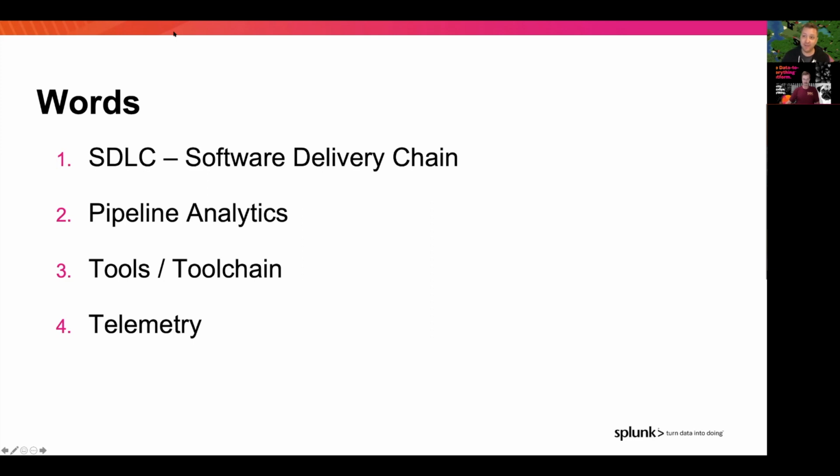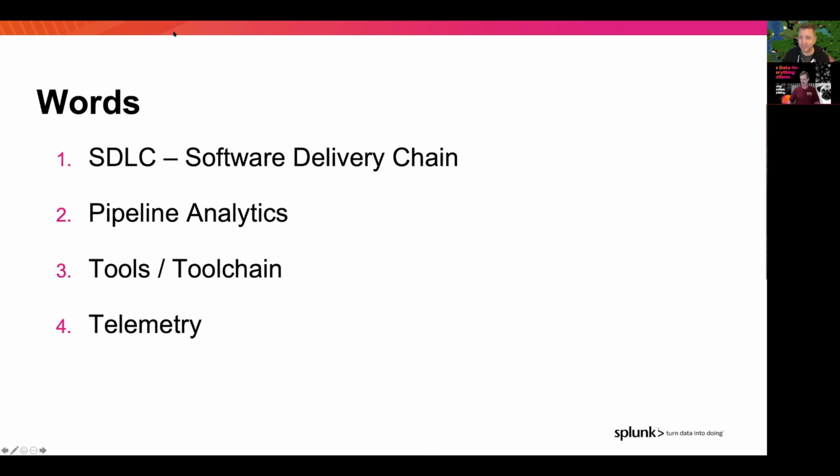Where does that data come from? Well, it comes from your tools, like Jenkins, Hashi, Spinnaker, Artifactory, PyPy, whatever tools you have in your delivery chain. And it comes in the form, and I use the term broadly, of telemetry. Telemetry can be metrics, it can be logs. I'm just going to call it telemetry for now.